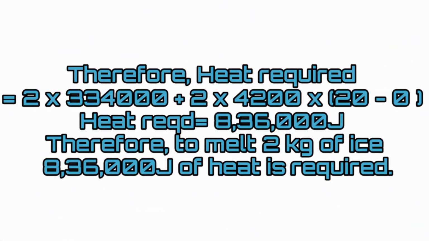Therefore heat required is equal to 2 into 334,000 plus 2 into 4,200 into 20 minus 0. If we simplify, we get 8,36,000 joule. Therefore, to melt 2 kilogram of ice and heat it to 20 degrees C, 8,36,000 joule of heat is required.